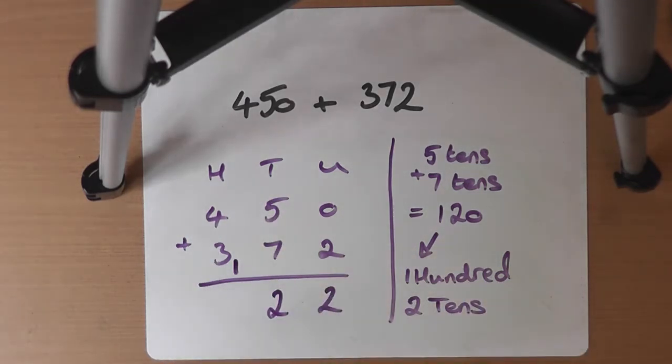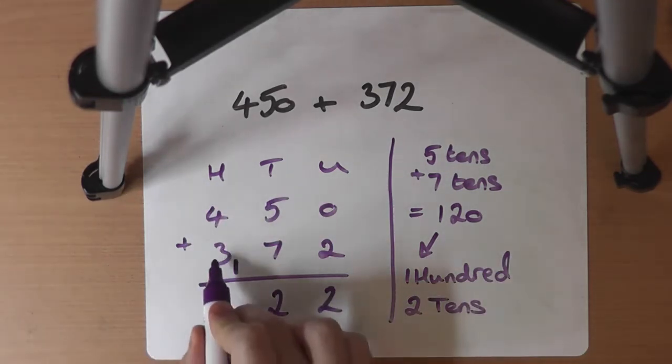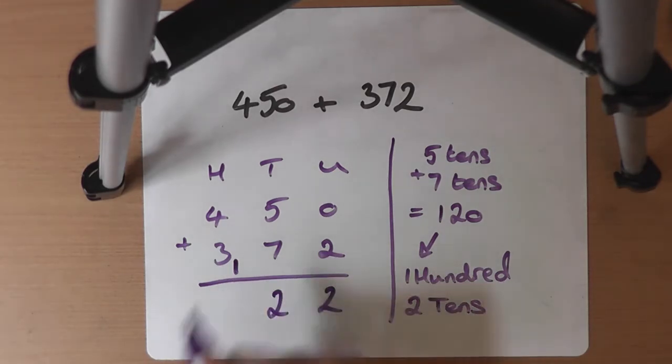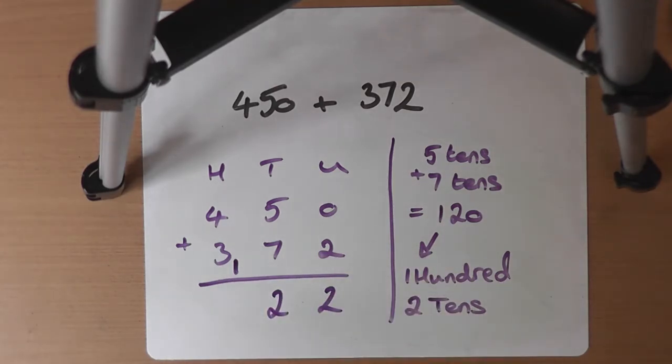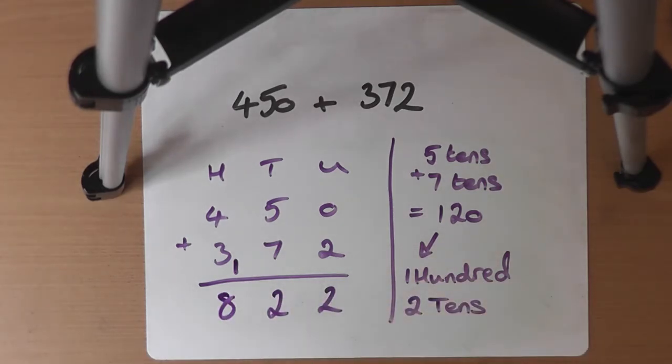And then I'm going to add up the hundreds finally, because I'm working up the columns in size order from smallest to largest. So in the hundreds, 400s plus 300s is 700s, plus that extra 100 we've just gained, so that's 800s, and we get 822.